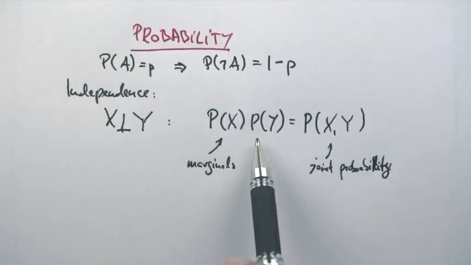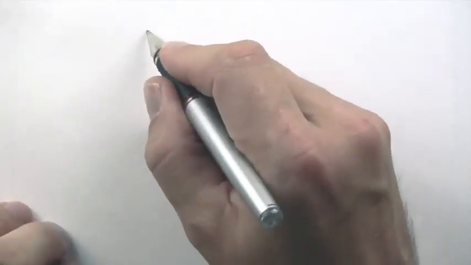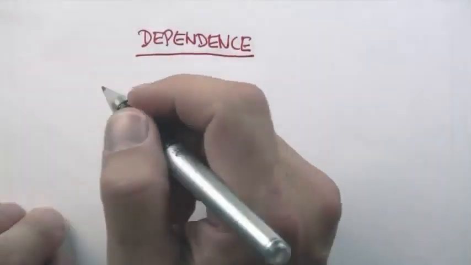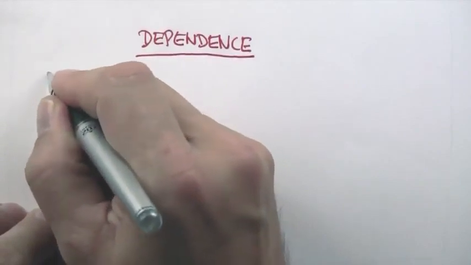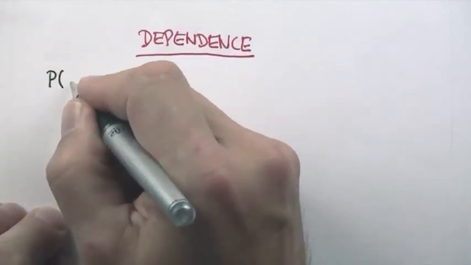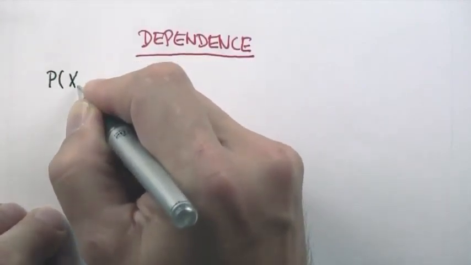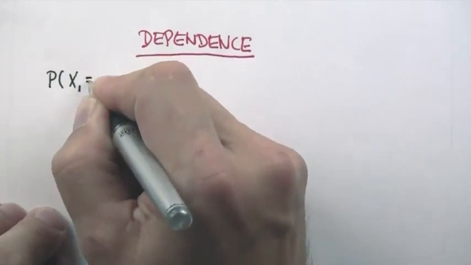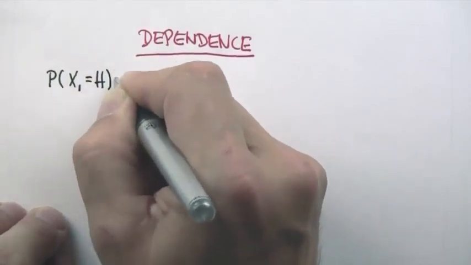So let me ask you about dependence. Suppose we flip 2 coins. Our first coin is a fair coin, and we're going to denote the outcome by x1. So the chance of x1 coming up heads is half.